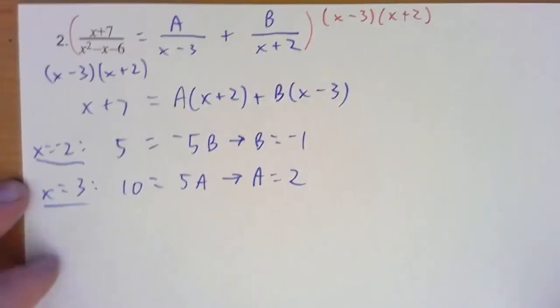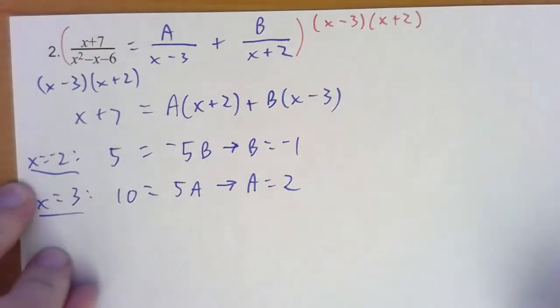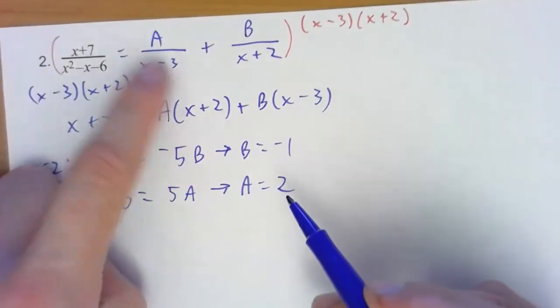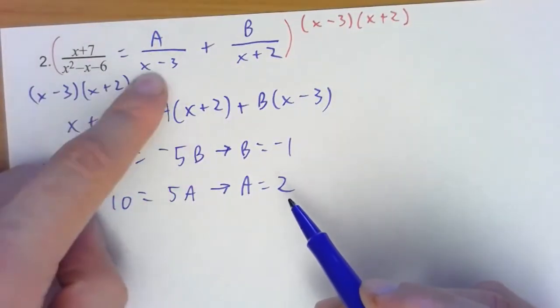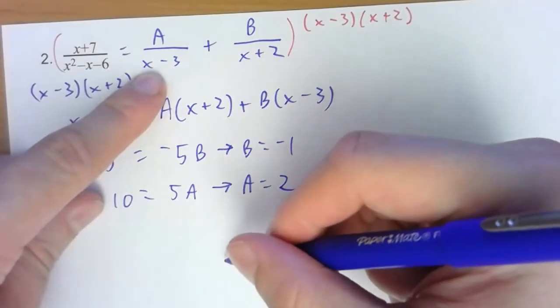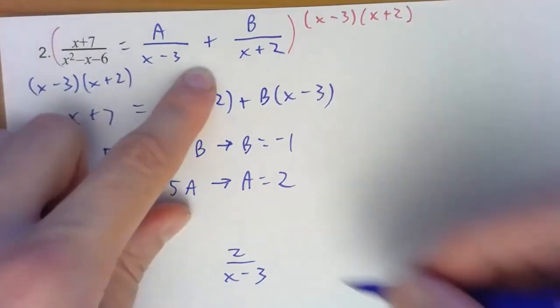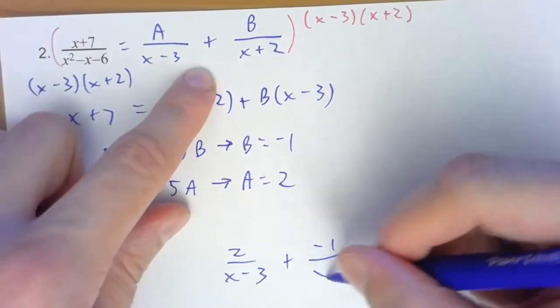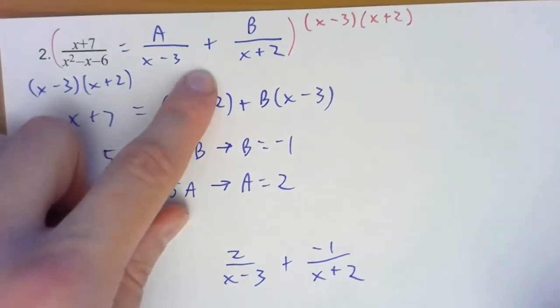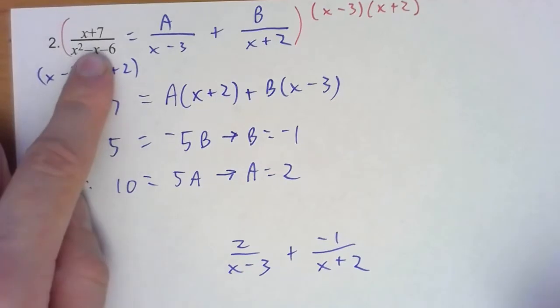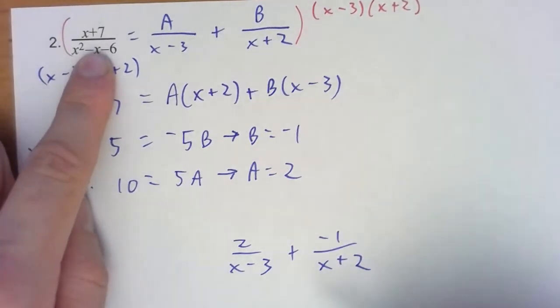Okay? And so just don't forget to actually write the fractions. And so we know that A, which is 2, went with x minus 3. So I've got 2 over x minus 3. And then I've got -1 over x plus 2. Okay? So if that was the answer, then this was the question.